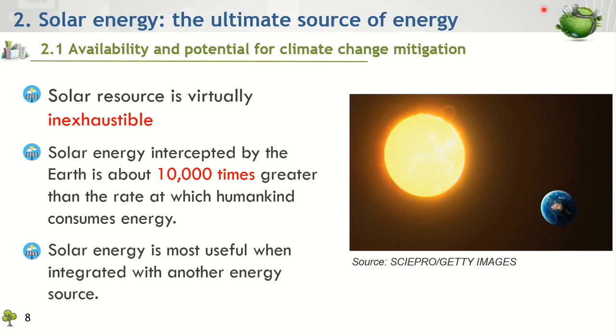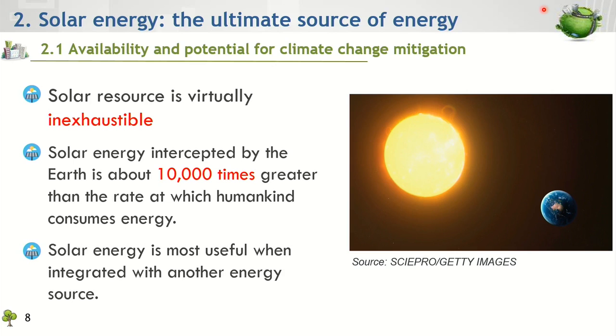Now let's discuss solar energy. Basically, solar energy is the energy that derives directly from the sun. It is the most abundant of all energy resources, which will never be exhausted. Particularly, the amount of solar energy that is intercepted by the Earth is about 10,000 times greater than the rate of current global energy demand.